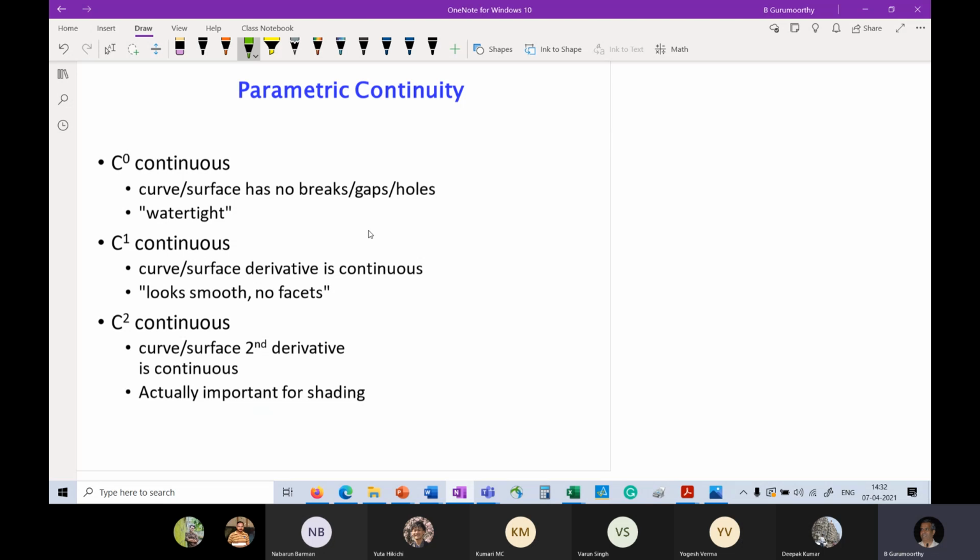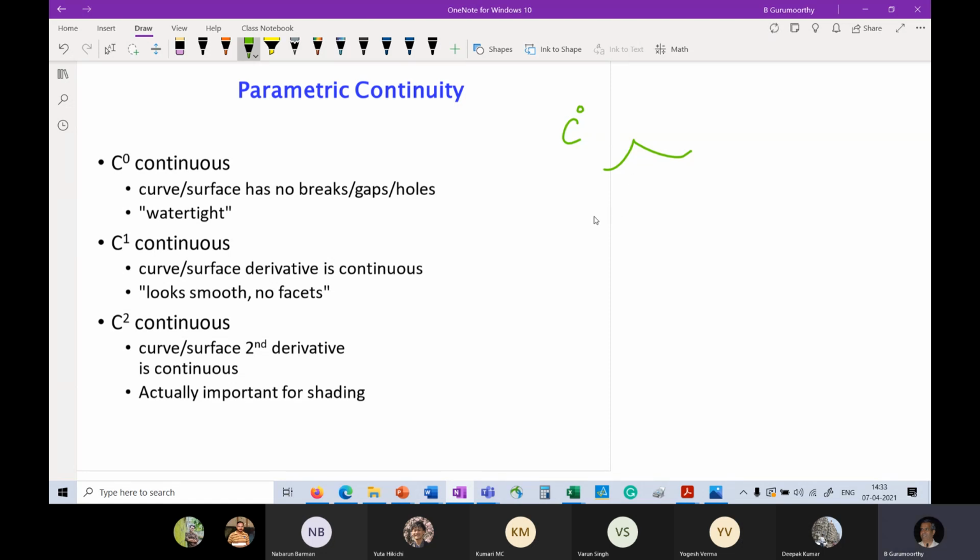Right. So remember I had said that C denotes continuity, and the number on the superscript denotes the order of continuity. Right. C0 means you have point continuity, meaning that I don't have a break in my curve. It's watertight. Right. There is no break, and that's a C0 curve. C1 continuous means that it is continuous up to the first derivative. Okay, and so that's the C1 continuity.